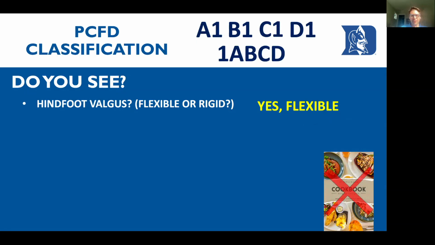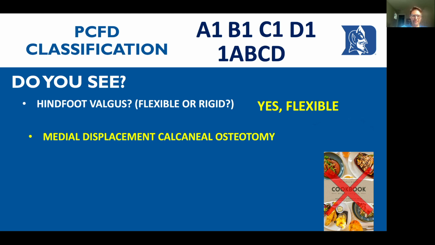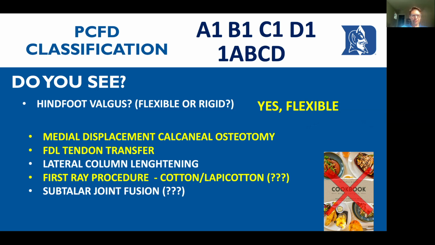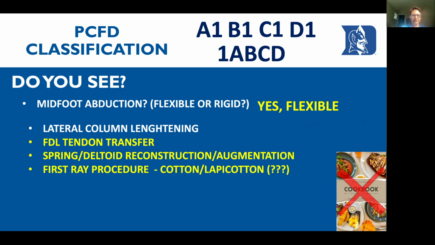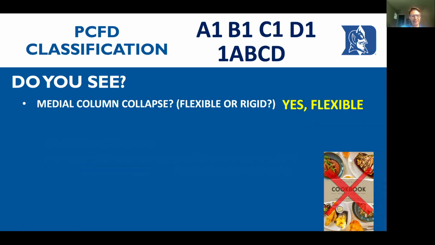So basically, like I said, the deformity classes can give you an idea of what to do. If you say that there was valgus there, you automatically think about a medial displacement calcaneal osteotomy. But remember, an FDL tendon transfer, a lateral column lengthening, a first ray procedure, either a Cotton or a Lapidus-Cotton, bringing the first ray down, and a subtalar joint fusion could correct hindfoot valgus as well. So it's not just the medial displacement calcaneal osteotomy. Do you see the midfoot abduction? We said yes. So automatically you think about lateral column lengthening. However, again, FDL tendon transfer, spring deltoid ligament reconstruction, a first ray procedure, they all are going to change abduction as well, not just the lateral column lengthening.